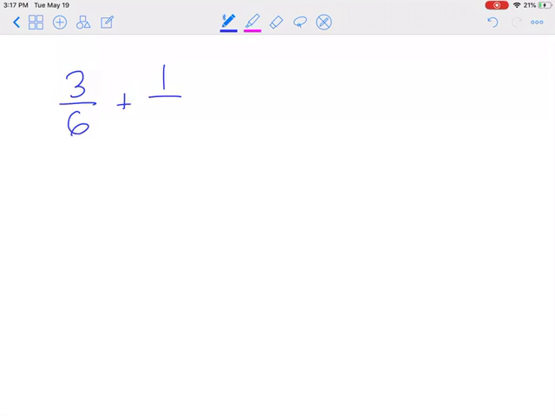3/6 plus 1/6 plus 1/6. Now this might look challenging because there's three numbers we're adding, but you're going to do it the exact same way, just across the numerators. So 3 plus 1 is 4, plus 1 is 5, and you get 5/6.